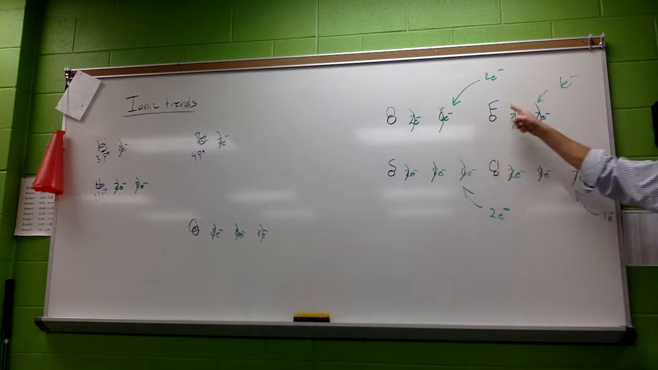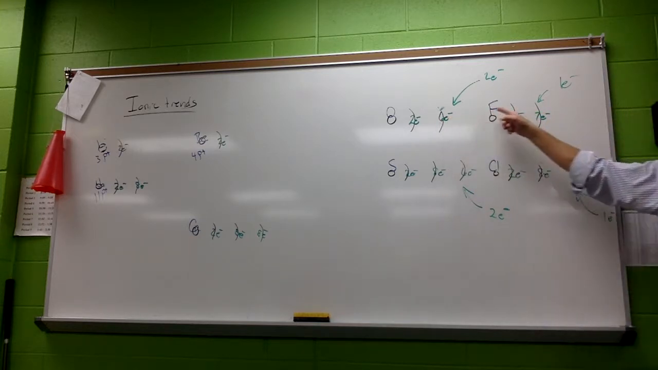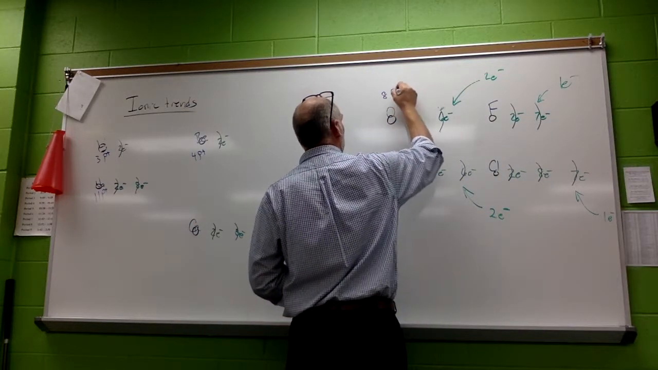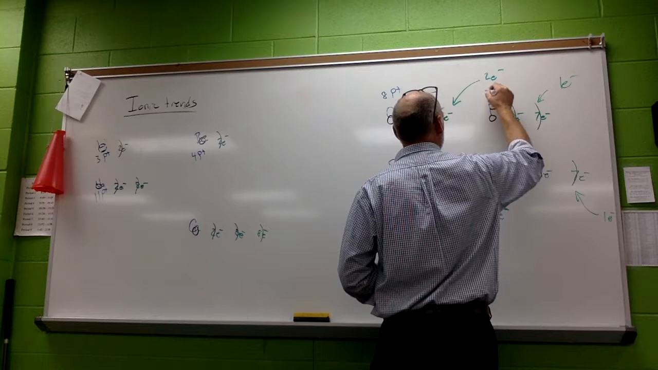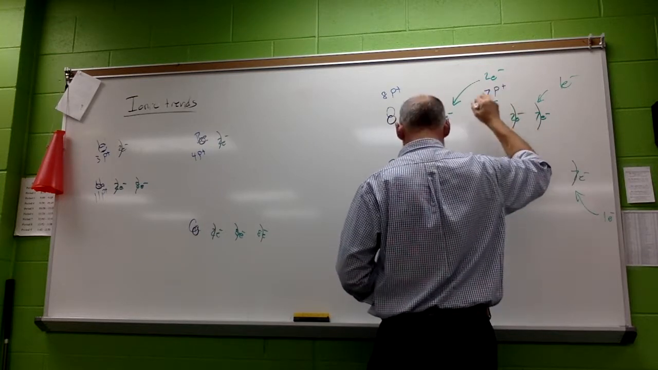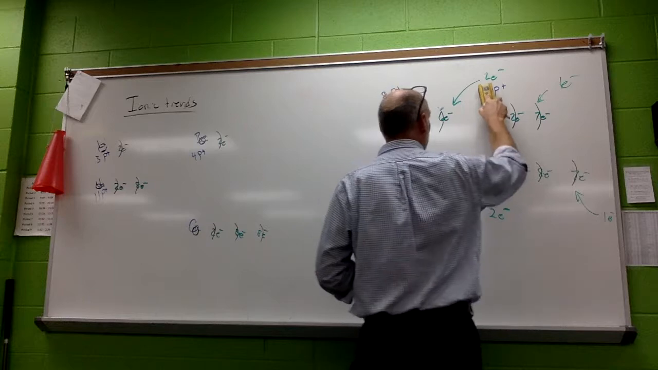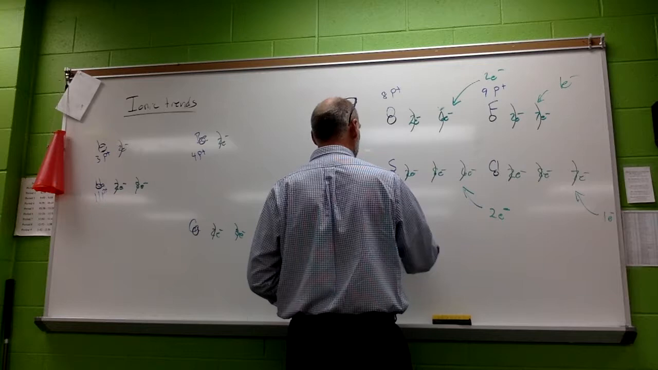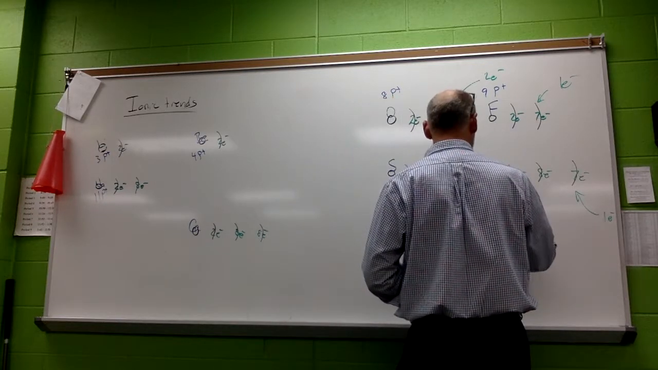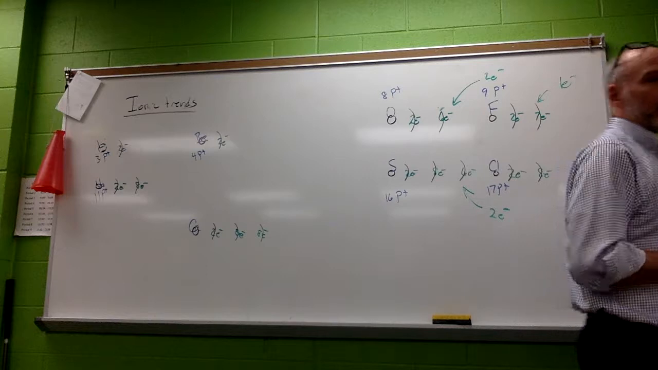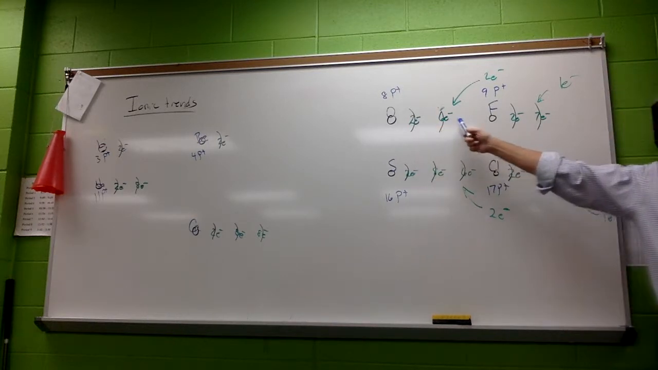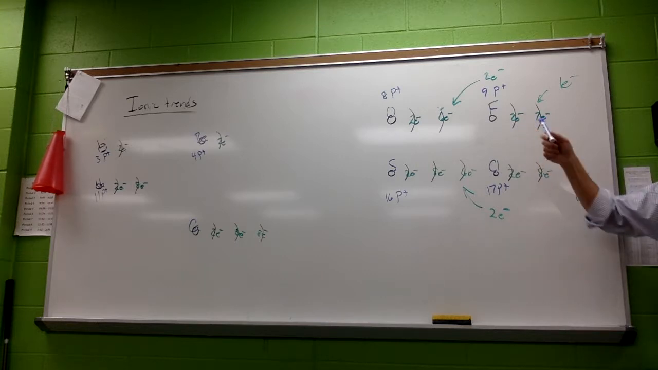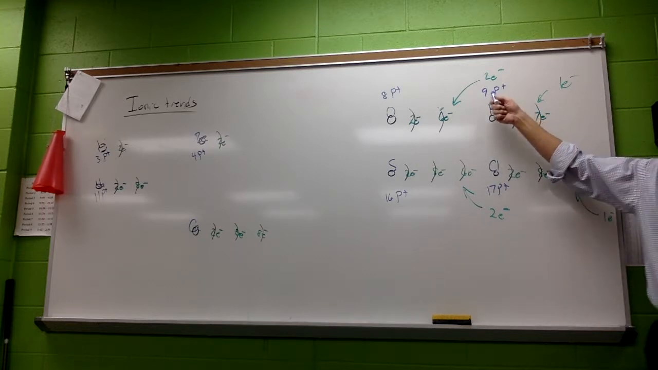What's going to happen to the size of the ions as you go across a period? And remember, oxygen has 8 protons. Fluorine has 9 protons. Sulfur has 16 protons. And chlorine has 17 protons. What's going to happen to the size of the ions as you go across the period? They're going to get smaller because there's an increased nuclear charge.